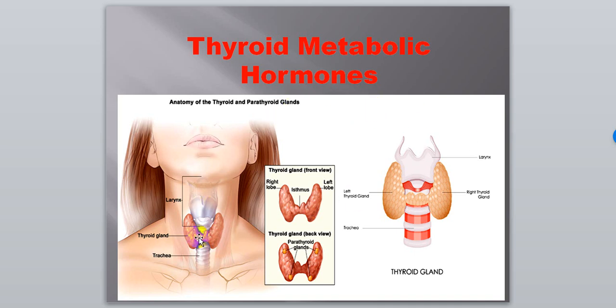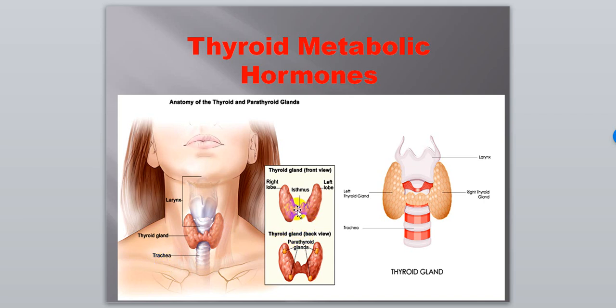This lecture talked about the thyroid gland and thyroid metabolic hormones. As you see in this figure, this is the thyroid gland. It's composed of two parts, the right lobe and the left one. It's located beneath the larynx and in the anterior part of the trachea.